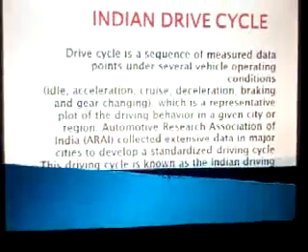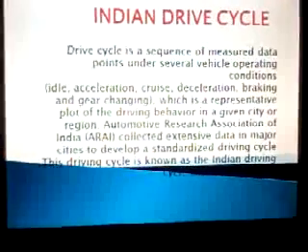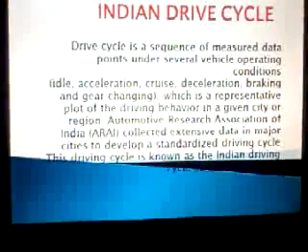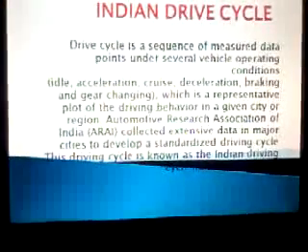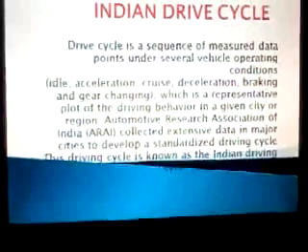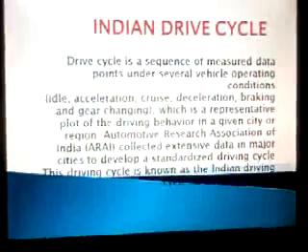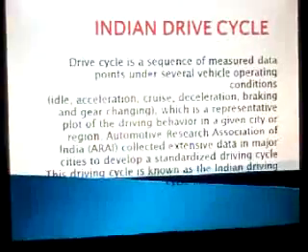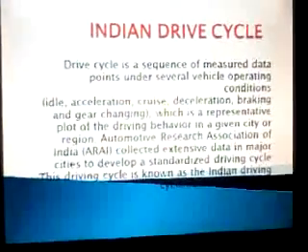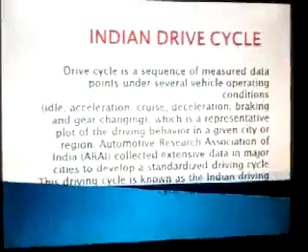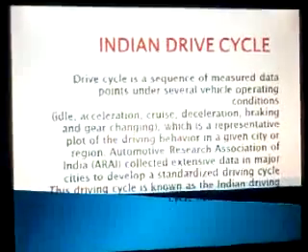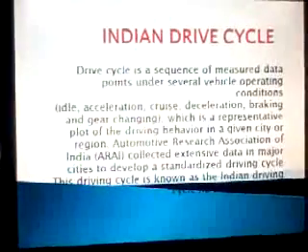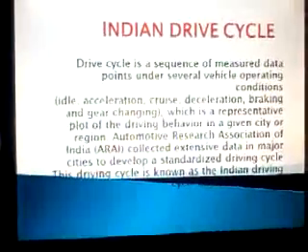Before we proceed further, we should know about the Indian drive cycle. The Indian drive cycle is a sequence of measured data points under several vehicle operating conditions like idling, acceleration, cruise, deceleration, braking and gear changing, which is a representative plot of driving behavior in a given city or region. The Automotive Research Association of India, that is ARAI, collected extensive data in major cities to develop a standardized driving cycle, and this driving cycle is known as the Indian driving cycle.